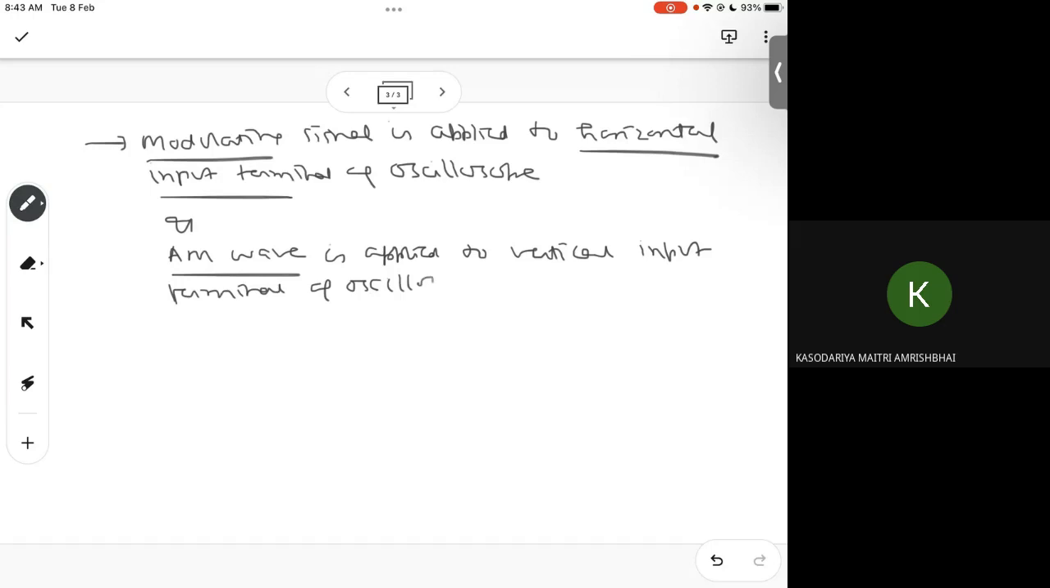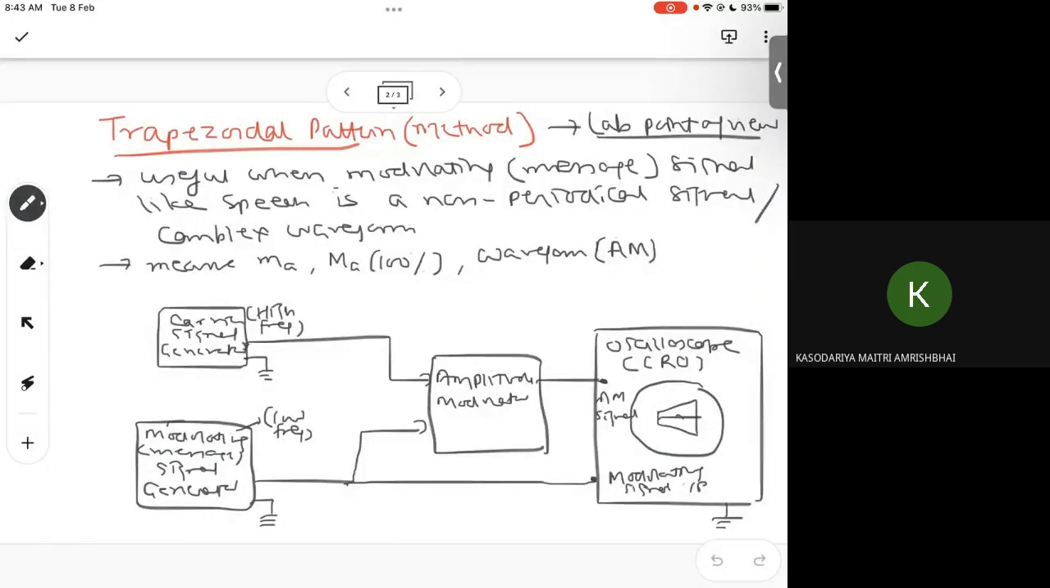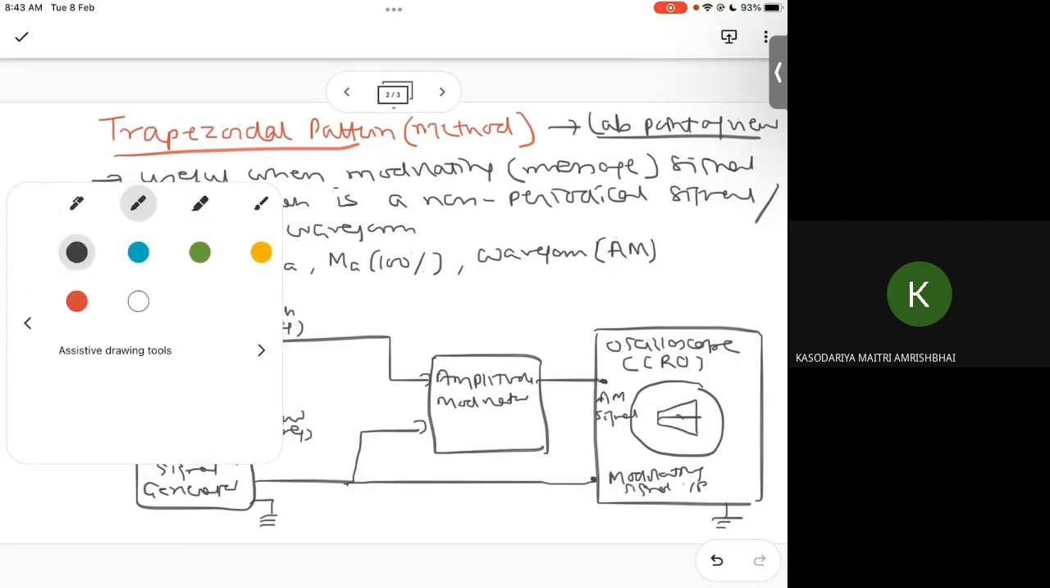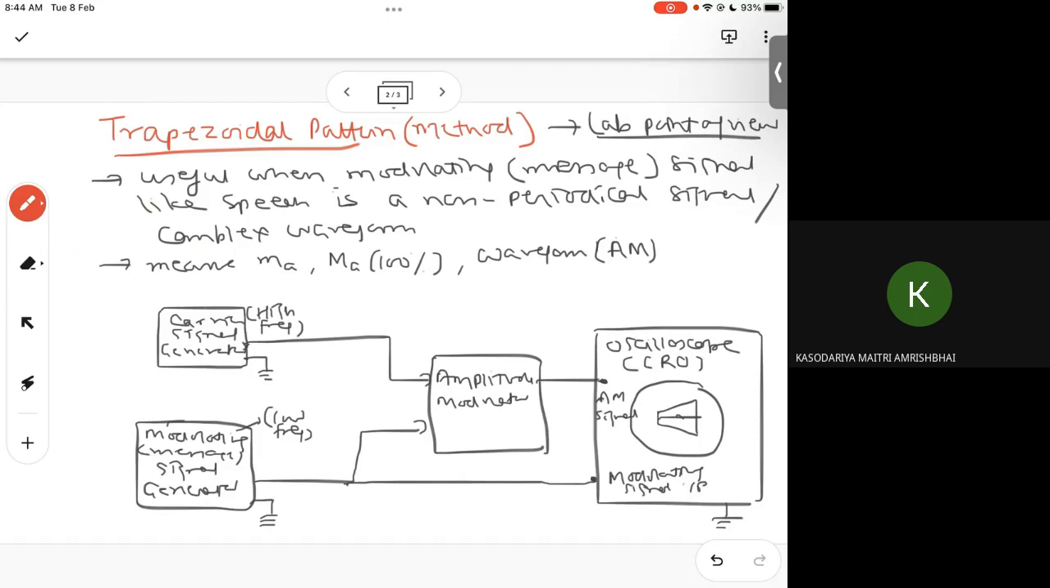Okay, so we got the two things there. I want to compare my message signal. If my message signal has a higher amplitude, my modulated signal also must have higher amplitude. So if you see here, in one we have applied the AM signal, and in the other we have applied the modulating signal. The AM signal goes to the vertical input, and this is the horizontal input, the modulating signal. Okay, so this is how we go for that.